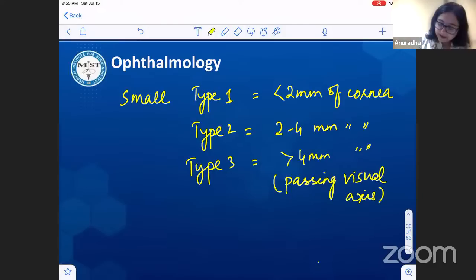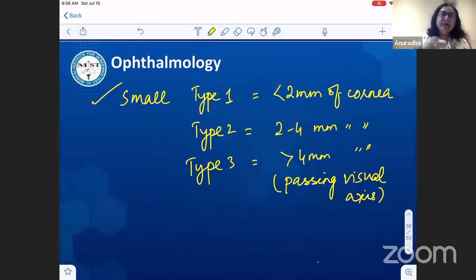Depending upon the stage, in a small one you might just observe. In type 2 and type 3, the patient can be affected due to astigmatism. When it is touching the visual axis, of course, it is affecting the vision. At that point you want to remove it surgically. The preferred surgery is excision with conjunctival autograft, to prevent recurrence.